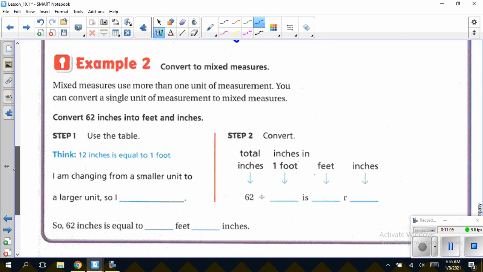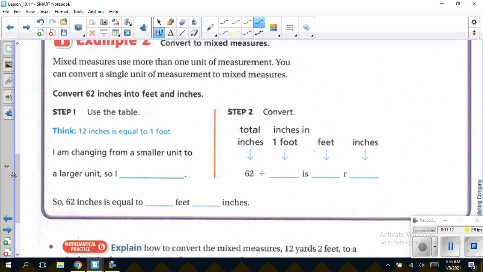Now, another thing we will have to make sure we know how to do on this lesson is to convert mixed measures. So mixed measures use more than one unit of measurement, and you can convert a single unit of measurement to mixed measures. So they want us to convert 62 inches into feet and inches. So I know if I'm converting inches to feet and inches, I'm going from small to big and whatever is then left over. So if I'm going from small to big, I'm using fly to horse, divide of course. So again, I'm changing from a smaller unit of measure to a larger unit of measure, so I divide.